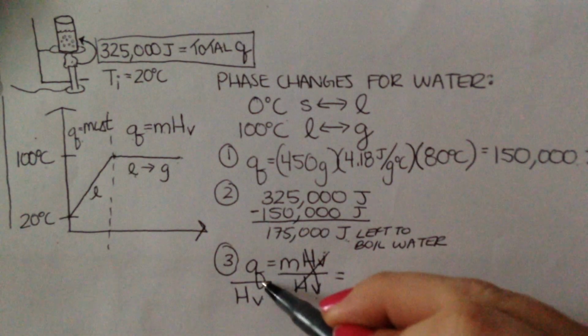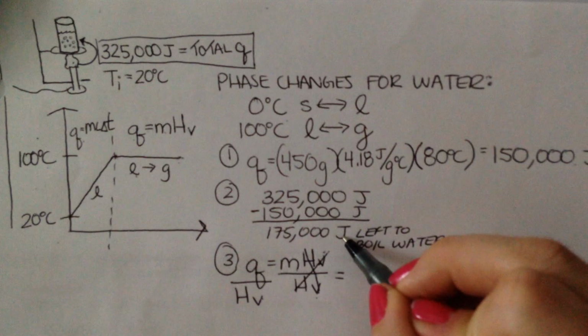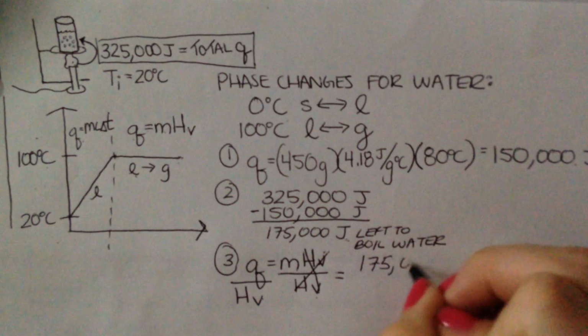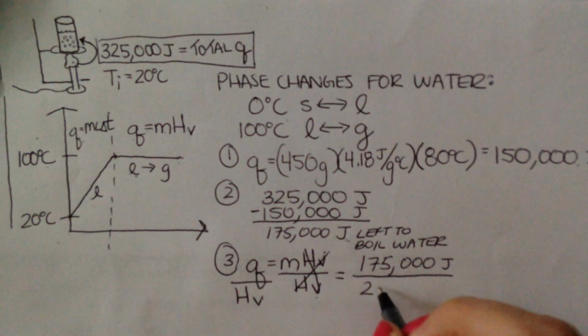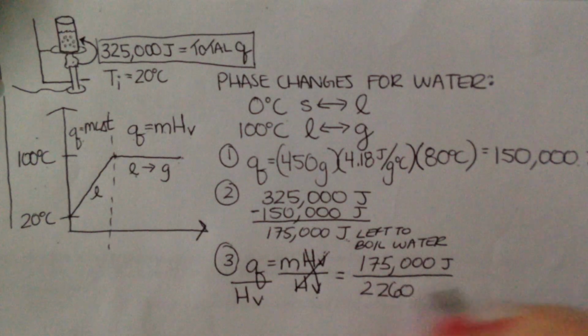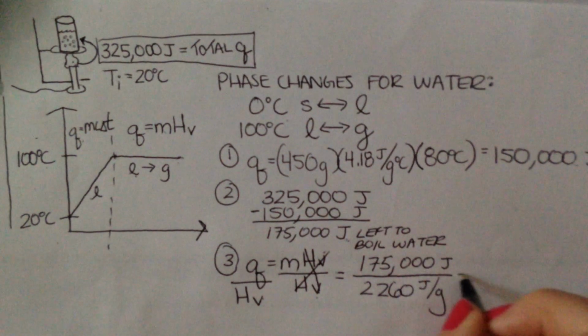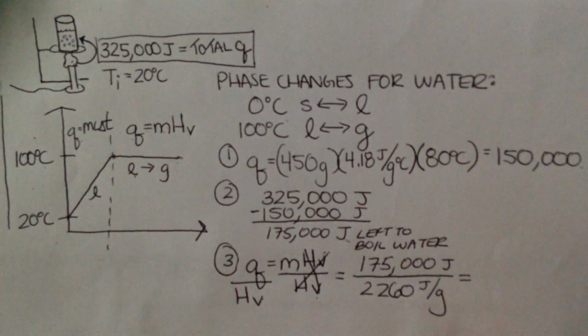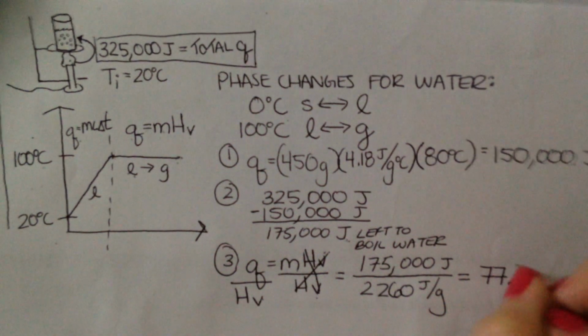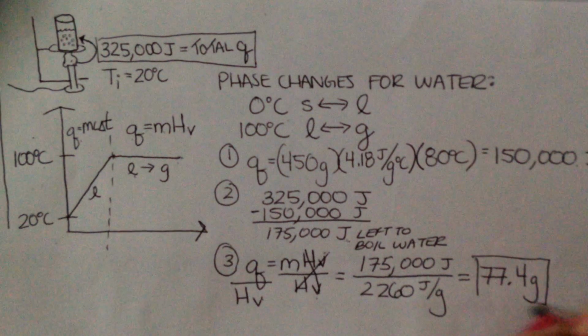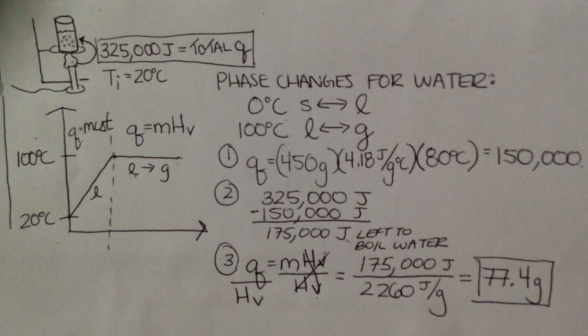Now the energy that I'm going to use is the energy that's left to boil the water. And my heat of vaporization of water is 2,260 joules per gram. Dividing these numbers out, I should find that the total mass of water that's going to boil is 77.4 grams. So that means not all of my water is going to boil, and that's true. During the lab, we didn't let all of the water boil. We only let some of the water boil so that it becomes a gas.